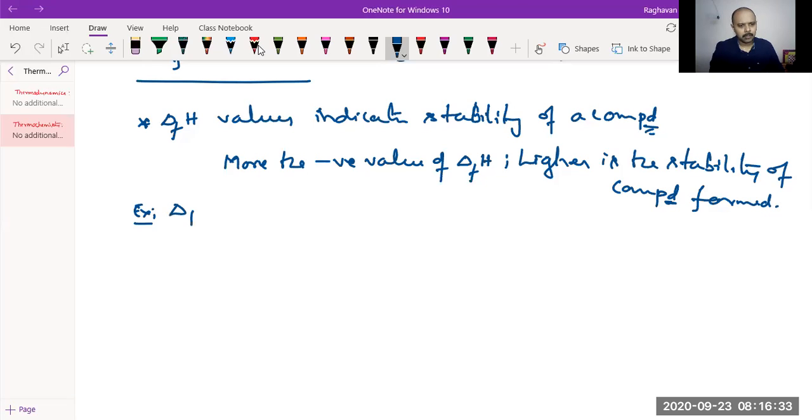Enthalpy of formation of carbon monoxide is minus 110.5 kilojoules. Enthalpy of formation of carbon dioxide is minus 383.5 kilojoules.